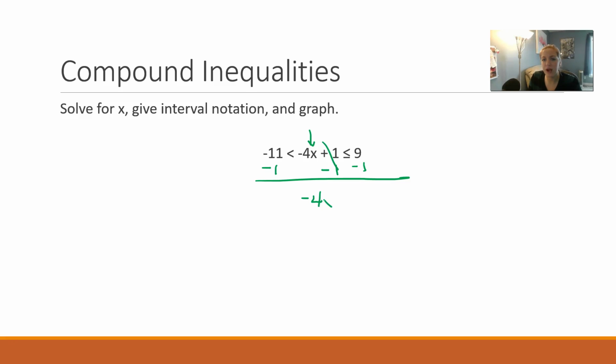So -4x is in the middle. 9 minus 1 is 8. -11 minus 1 is -12. Divide both sides by -4. Of course, I have to do it to all 3 sides this time. Now, notice that I did divide by a negative, so I have to flip all the signs.